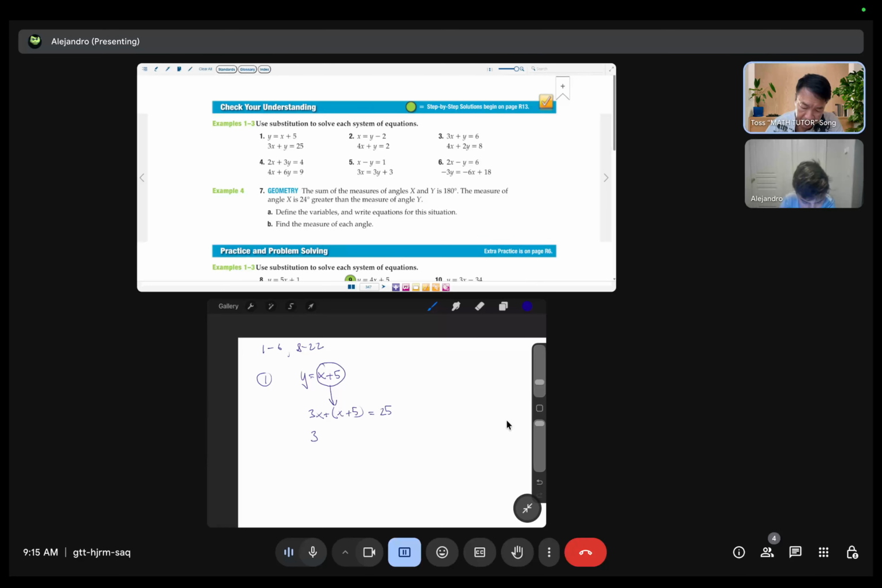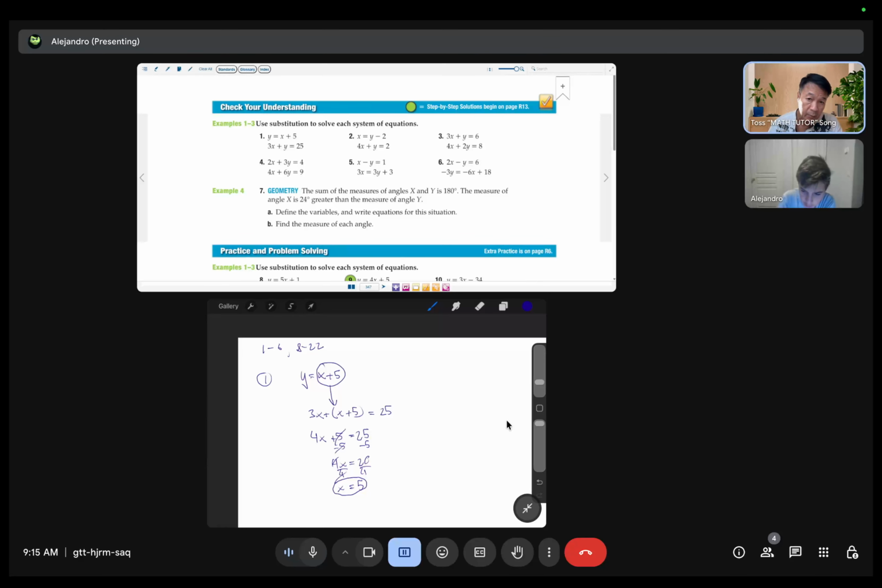Then continue. Just combine like terms. There's nothing to distribute, so just go ahead and imagine it without the parentheses. Combine like terms, that's going to be 4x, sorry, it's 4x plus 5 equals 25. Subtract both sides by 5. So we're left with 4x equals 20. Divide both sides by 4. So x equals 5. Right now, your answer for x is 5.